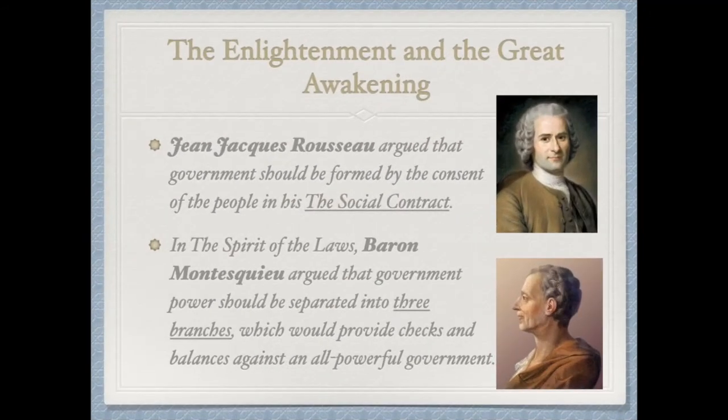Jean-Jacques Rousseau argued that the government should be formed by the consent of the people in his The Social Contract. In The Spirit of the Laws, Baron Montesquieu argued that government powers should be separated into three branches, which would provide checks and balances against an all-powerful government.